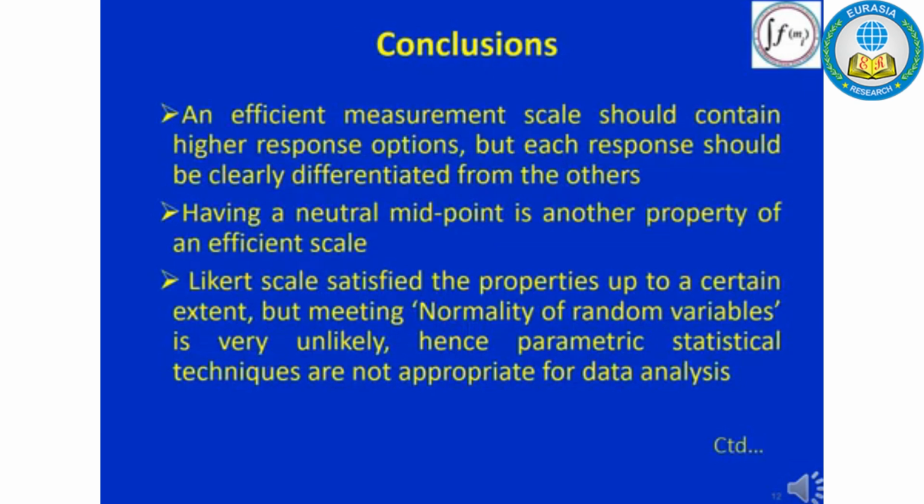An efficient measurement scale should contain higher response options, but each response should be clearly differentiated from the others. There should be a neutral midpoint. The Likert scale satisfies some of the properties, but it has some weaknesses. As I said earlier, achieving the normality of random variables is very unlikely. Hence, parametric statistical techniques are not appropriate for data analysis when the variables are measured by Likert scales.